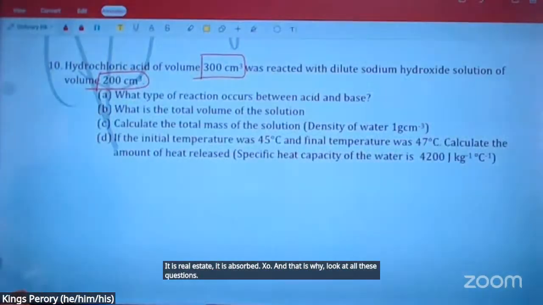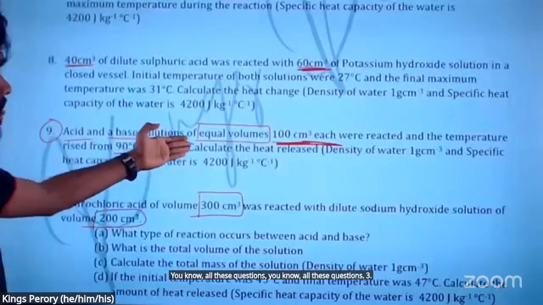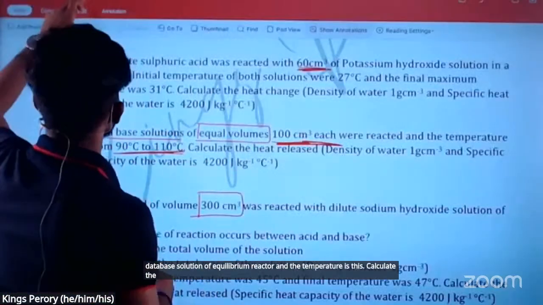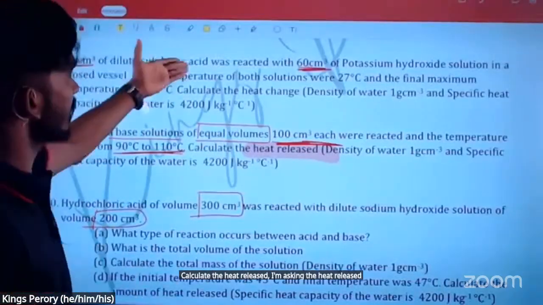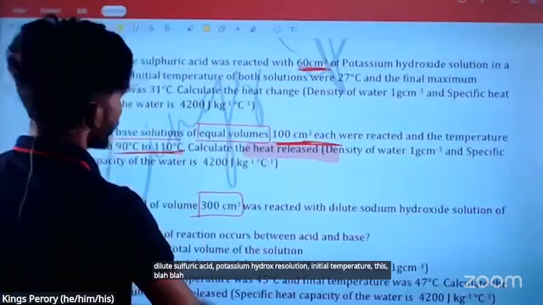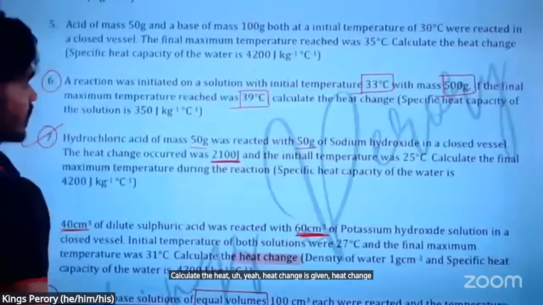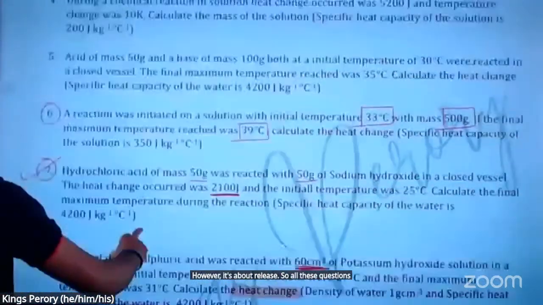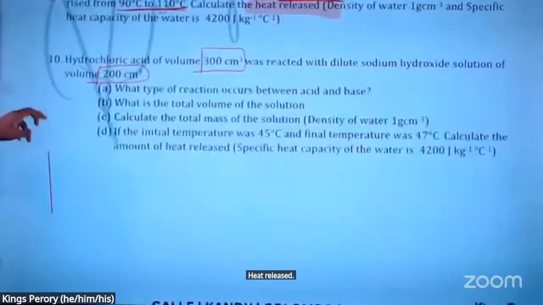And that is why, look at all these questions. See, acid and a base solution of equal level were reacted and the temperature is this. Calculate the heat released. I am asking the heat released. Previous question, dilute sulfuric acid, potassium hydroxide solution, initial temperature, final temperature. Calculate the heat. Here, heat change is given. Heat change can be released or absorbed. However, it's about released. So in all these questions I'm talking about heat released.